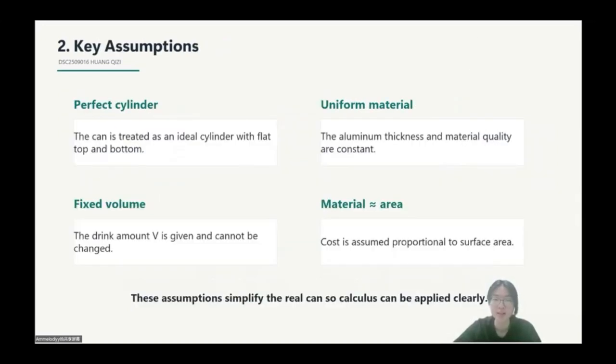Finally, our model has some assumptions. We assume the can is a perfect cylinder, the material thickness is uniform, and small practical details such as the pull tab, rim, carved edge, and the sealing parts are ignored. These assumptions make the model simpler and allow us to focus on the main relationship between radius, height, volume, and the surface area. In summary, my part builds a mathematical model. The next part will use the model to carry out the calculation and find the most cost-efficient dimensions of the can.